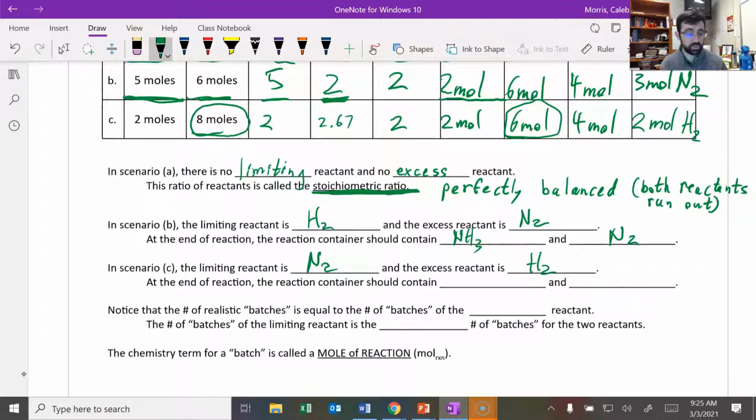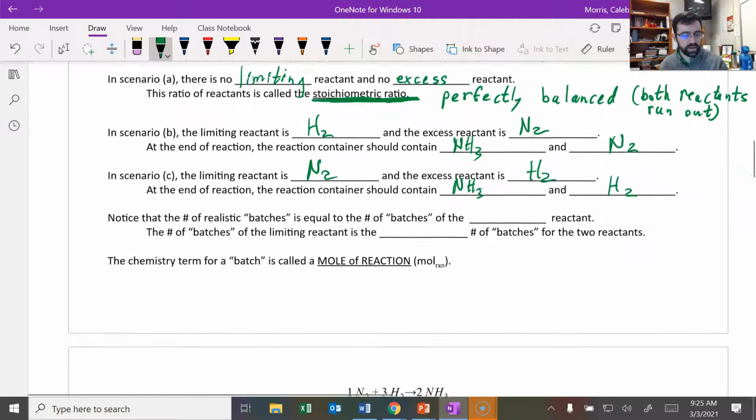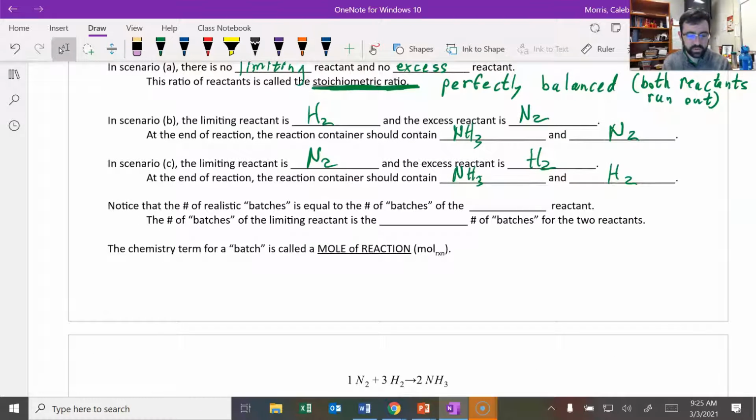At the end of the reaction, what should we have? Product and excess. So in this case, we should have NH3 and H2. Notice that the number of realistic batches is equal to the number of batches of the limiting reactant. It's the smaller number. The number of batches of the limiting reactant is the smaller number of batches for the 2 reactants.